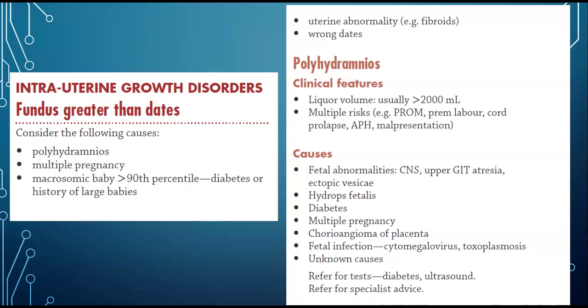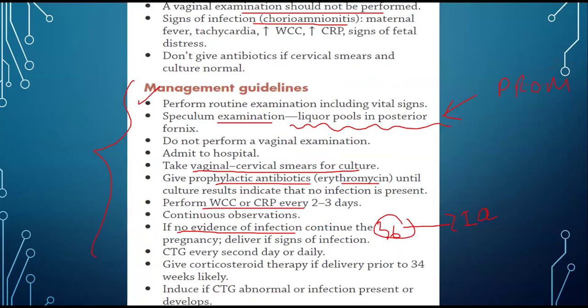So premature rupture of membrane, yes, it can cause intrauterine death. That's why you are checking the baby. If you have seen the JM, they have written you are going to check the baby very frequently. So continuous observation. If no evidence of infection, continue the pregnancy. CTG every second day or even daily. If the CTG gets abnormal, like there is any chance that baby is getting a bit distressed, you would go for delivery. If everything is looking fine, then why would we go for cesarean section or something like that? You are keeping a continuous eye. Okay.